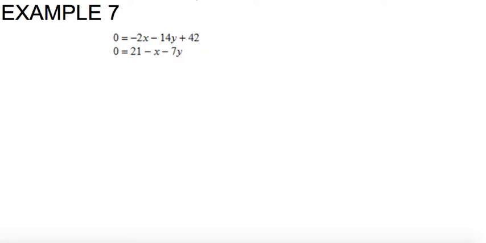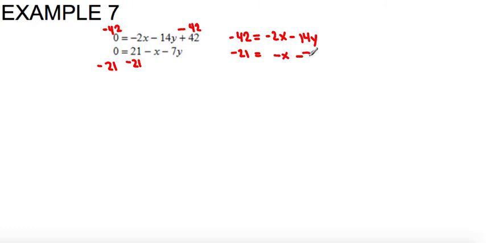Move at the top, I'm going to move the 42 over by subtracting 42 on both sides of the equal sign. So I have negative 42 equals negative 2x minus 14y. And at the bottom, I'm going to subtract 21 on both sides of the equal sign. So I have negative 21 equals negative x minus 7y.